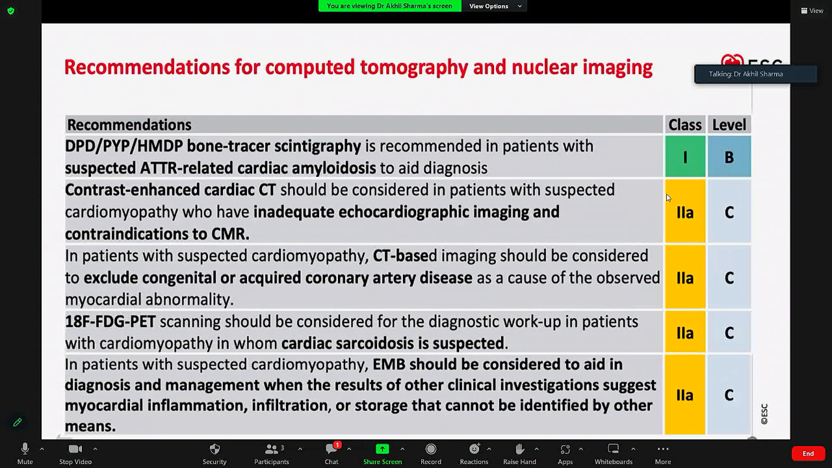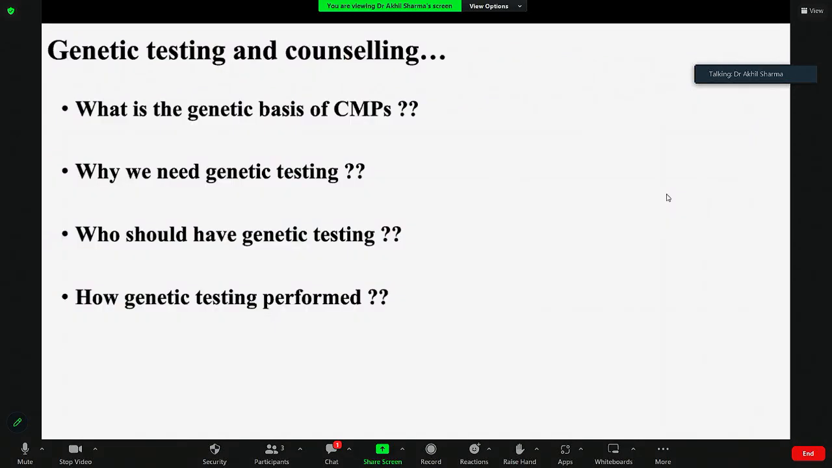Some other investigations like CT or nuclear imaging are also indicated. For example, in patients with cardiac amyloidosis, bone tracer scintigraphy is recommended as a class 1, level B investigation. Sometimes when the echocardiographic imaging is not good or CMR is contraindicated, cardiac CT can be done as a class 2 indication. CT is also used for coronary artery assessment, or FDG PET for sarcoidosis patients.